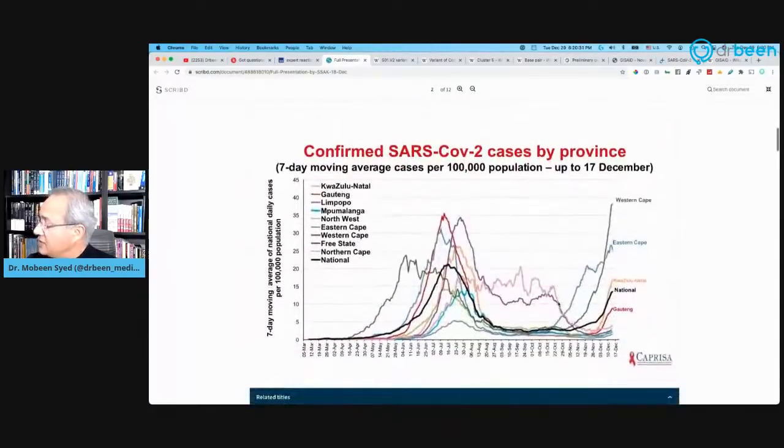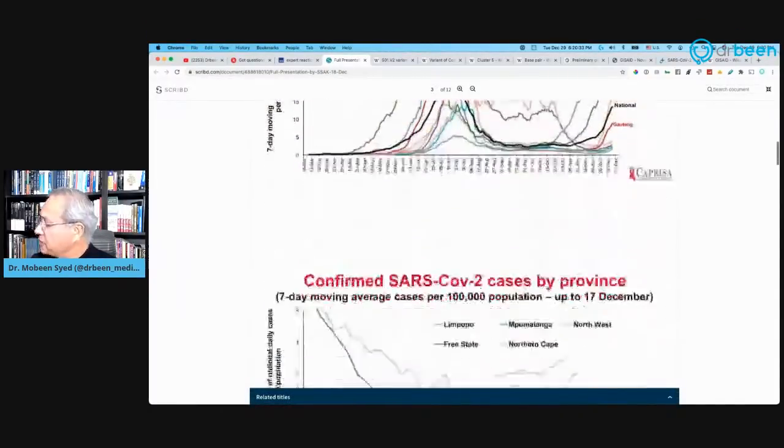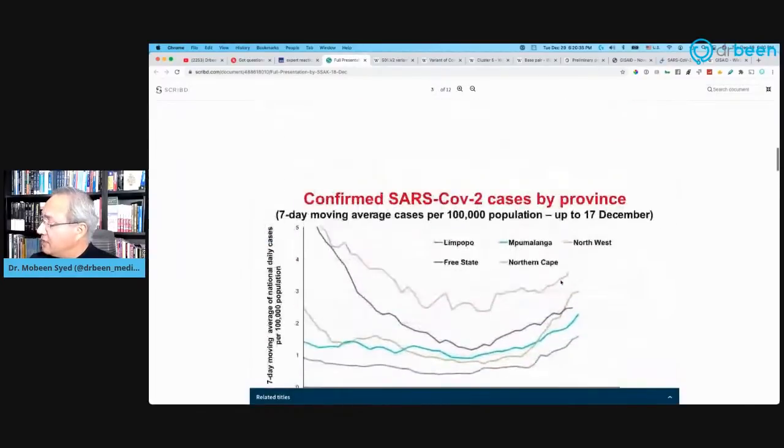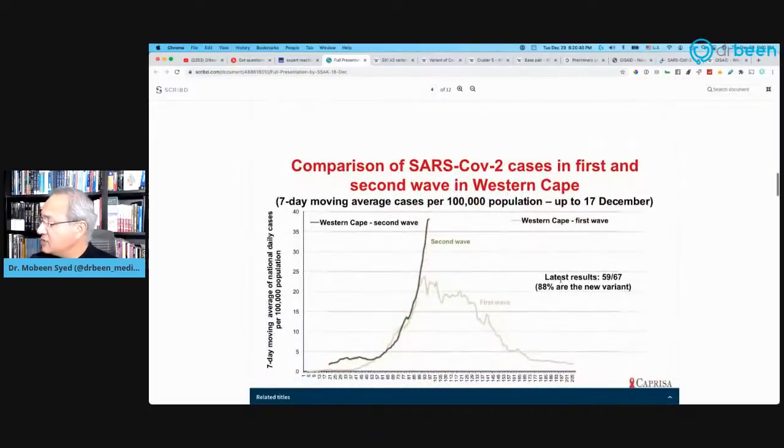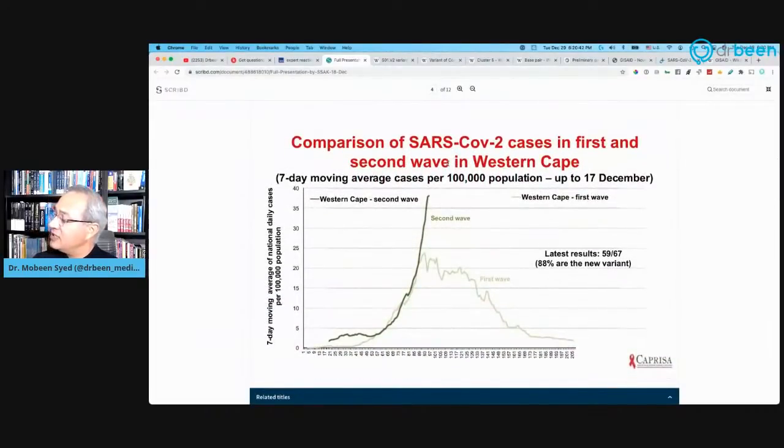So then here are the confirmed cases by province, then confirmed SARS-CoV-2 cases by province again, 7 day moving average. Here, comparison of SARS-CoV-2 cases in first and second wave in Western Cape. So what they're trying to say is that if you see here, this is the second wave and the number of cases are a lot. And this is the first wave. So they're thinking that it is spreading faster. And of course, that means it is causing more cases.